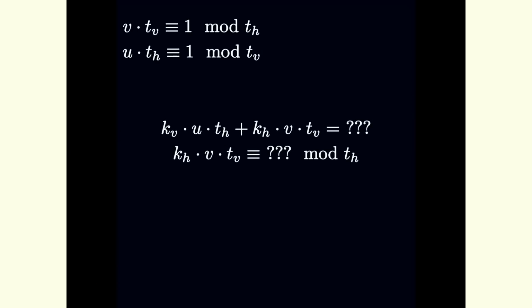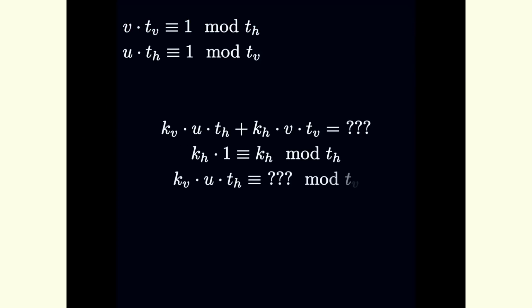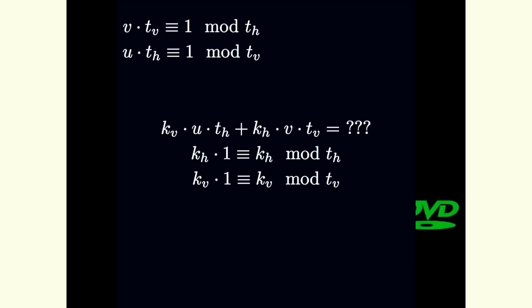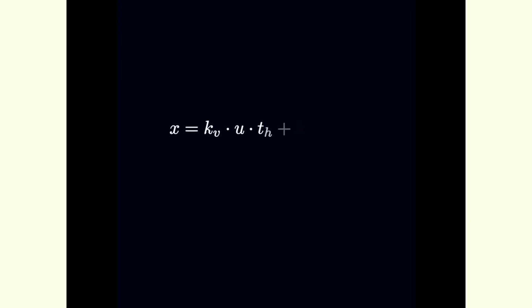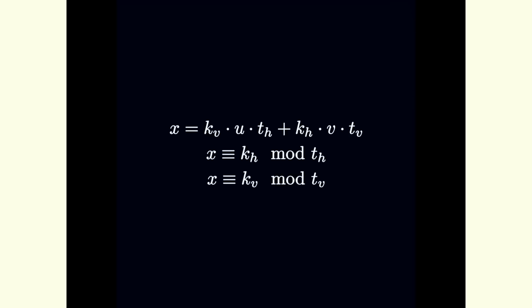And now let's try something else. We'll multiply the left part of the equation by our vertical offset, and the right part of our equation by our horizontal offset. Now our equation mod th is still 0 on the left side, but on the right side it's congruent to kh. And our equation mod tv is still 0 on the right side, but on the left side is congruent to kv. Therefore, we've just constructed a solution to our equation, a number that is congruent to kh mod th and kv mod tv. This is what's known in number theory as the Chinese Remainder Theorem.